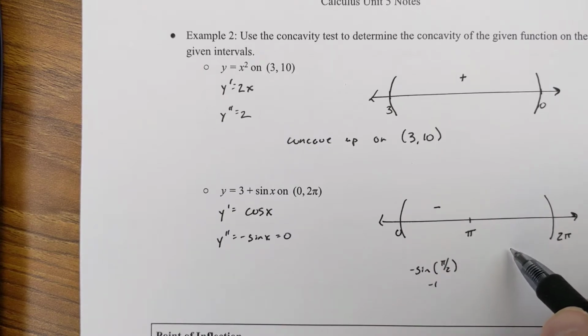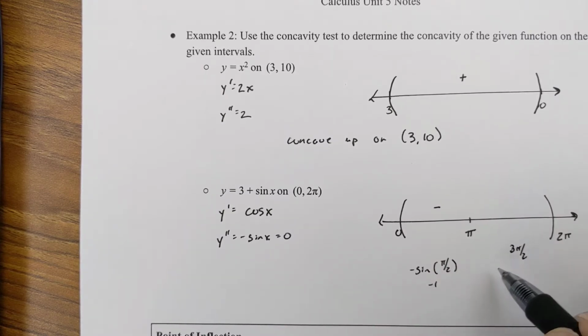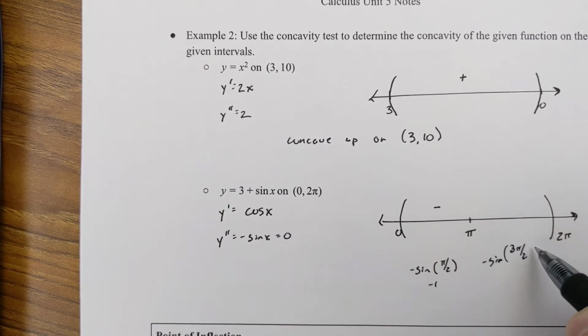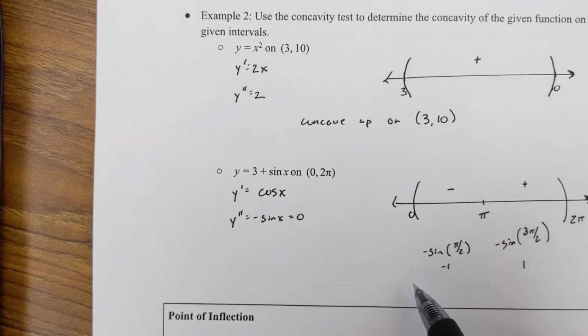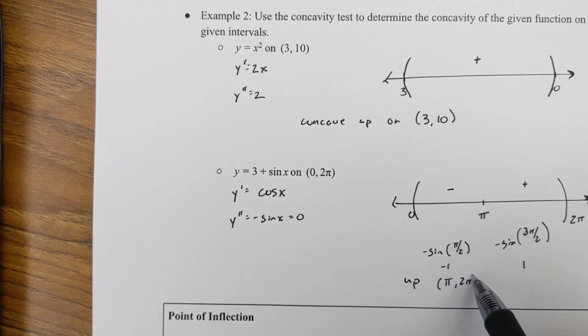And over here we'll do 3 pi over 2. The negative sine of 3 pi over 2 is actually positive 1. So this graph is concave up, where it's positive, between pi and 2 pi. And it's concave down, where it's negative, between 0 and pi.